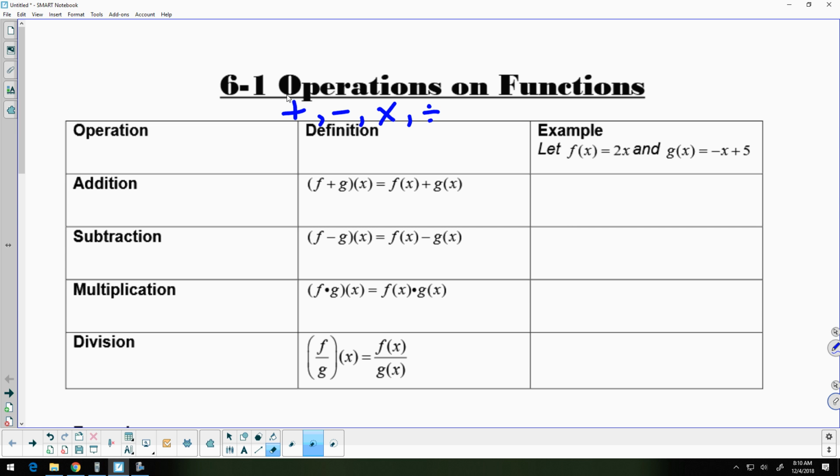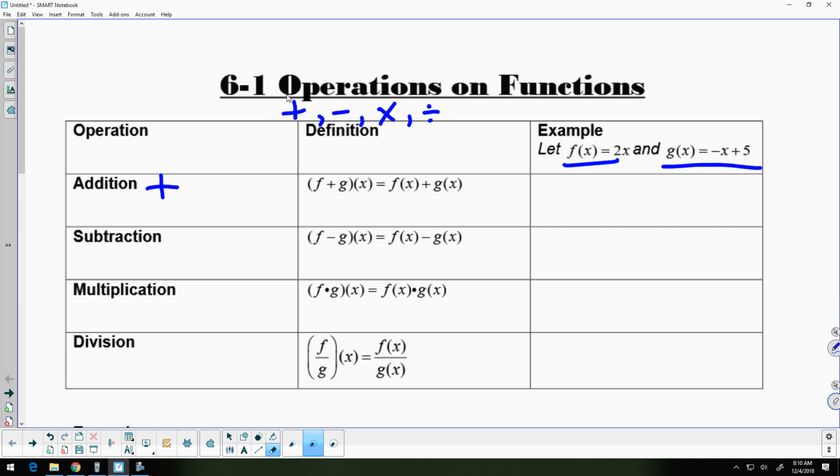Okay, so for these first few examples, we have two functions. We have f of x, we have g of x. So f of x is just 2x, g of x is negative x plus 5. We have to perform all four operations. So addition is the first one. We're just going to be adding.